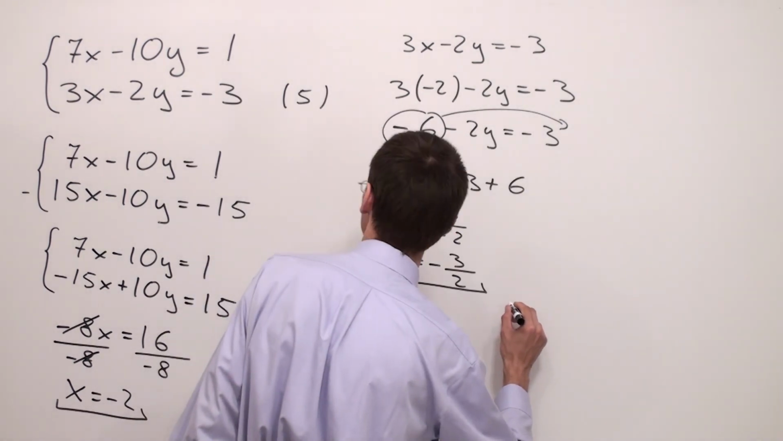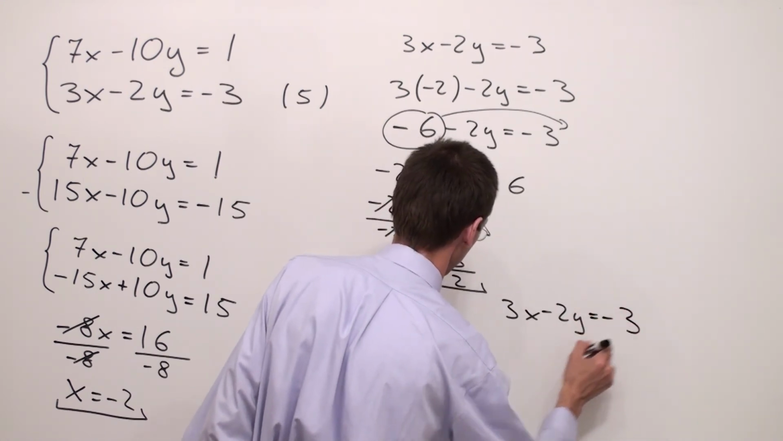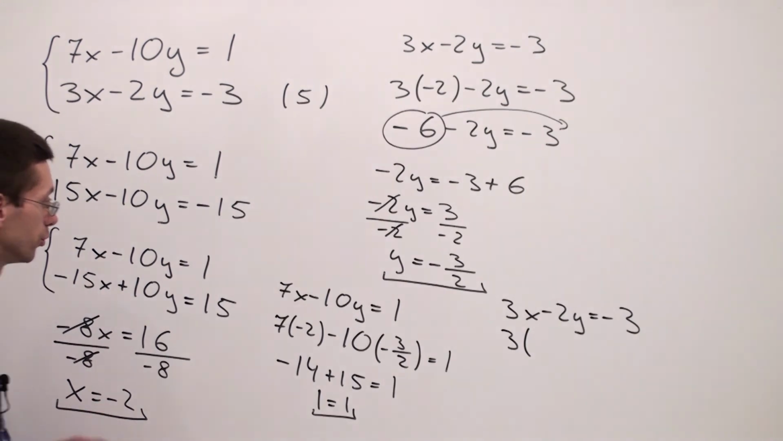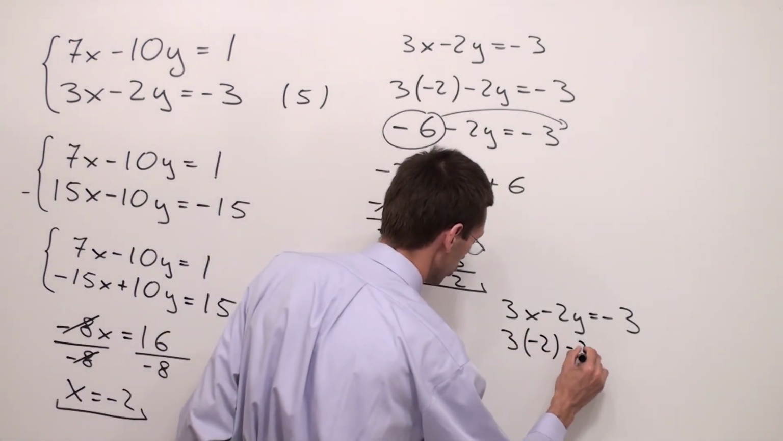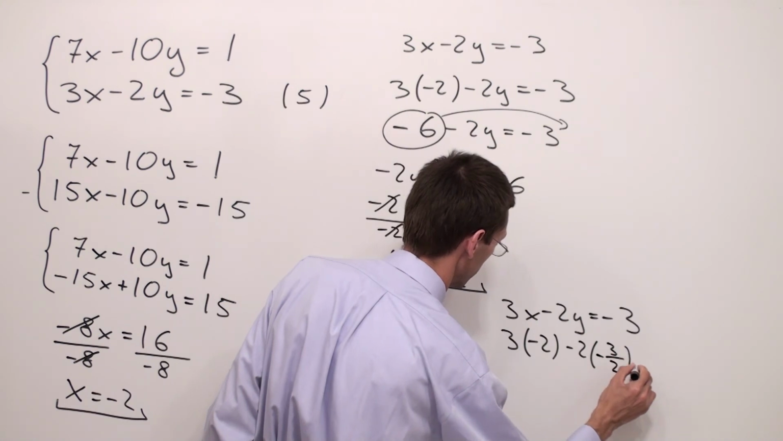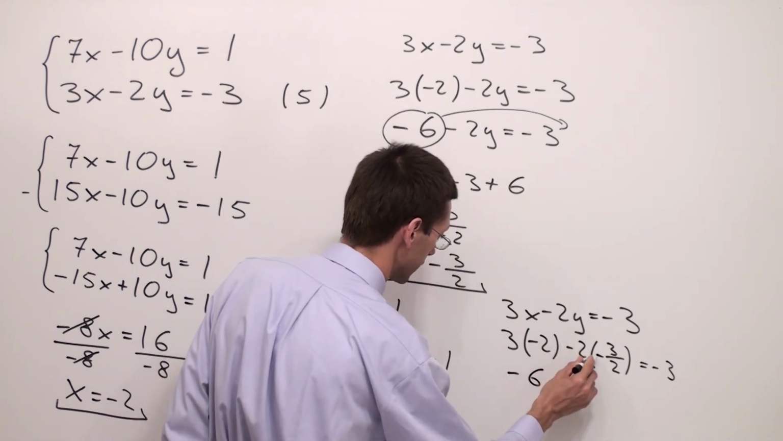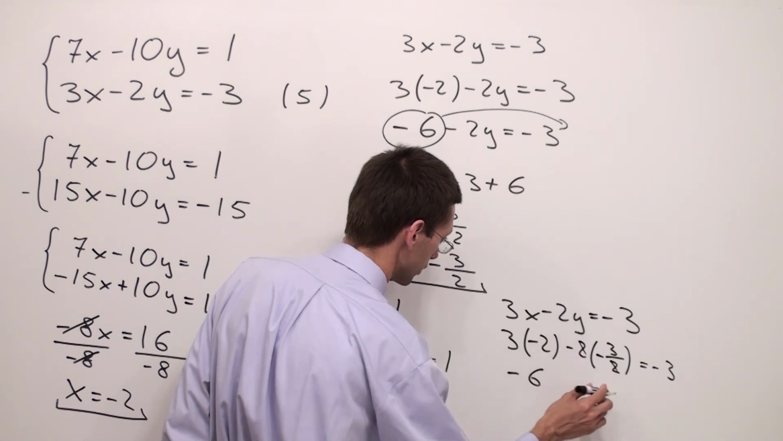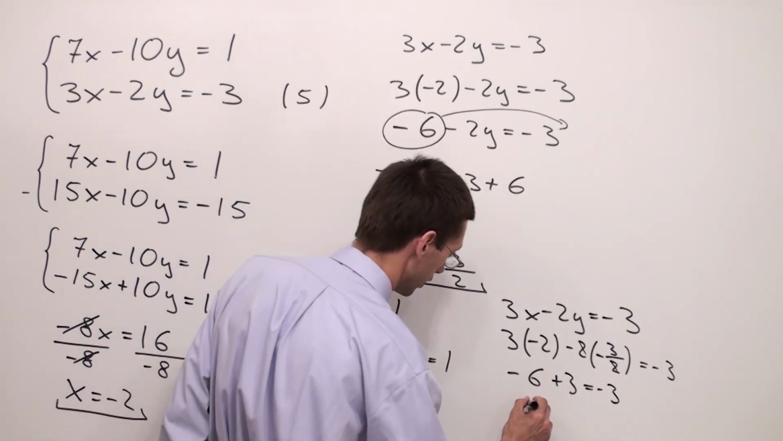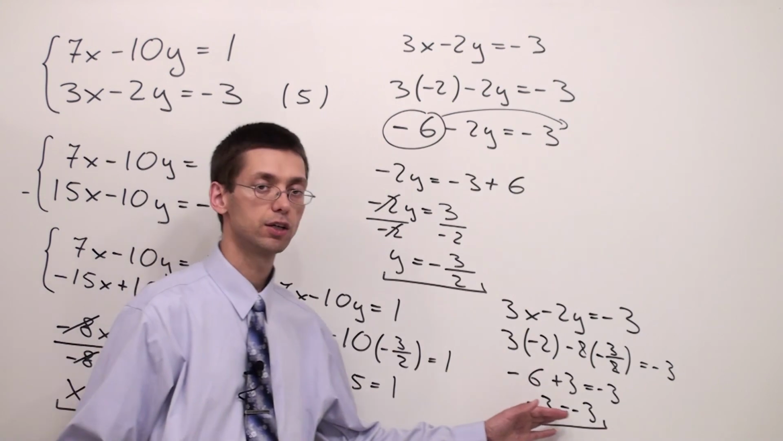And we have 3x minus 2y is equal negative 3. So I have 3 times, in this case, negative 2 minus 2 times y, which is equal negative 3 over 2, which is equal negative 3. 3 times negative 2 is equal negative 6. Negative times negative gives me positive. 2 and 2 will cancel out. I'm going to have plus 3 is equal negative 3. Negative 6 plus 3 is equal negative 3 equals negative 3. As you can see, we prove again that the left side is equal to the right side.